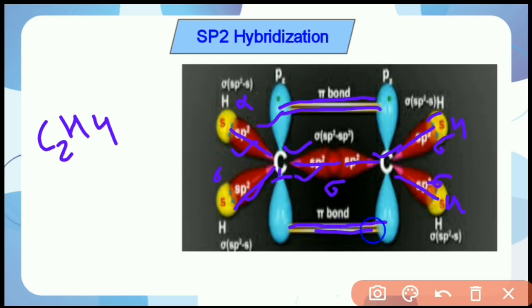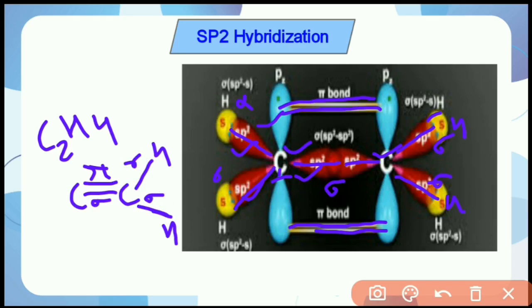bond. So in this way, the molecule structure having 1 sigma bond and 1 pi bond is formed, and other sigma bonds are formed with hydrogen. So in this way, hybridization occurs in organic compounds. So each carbon is sp2 hybridized.